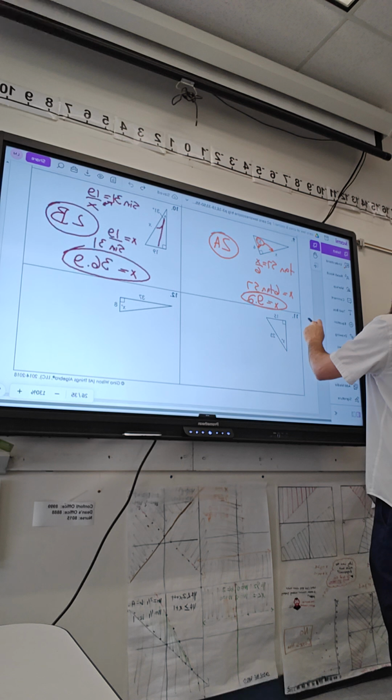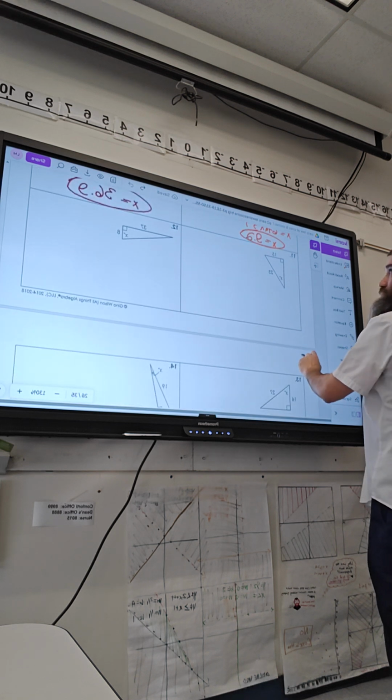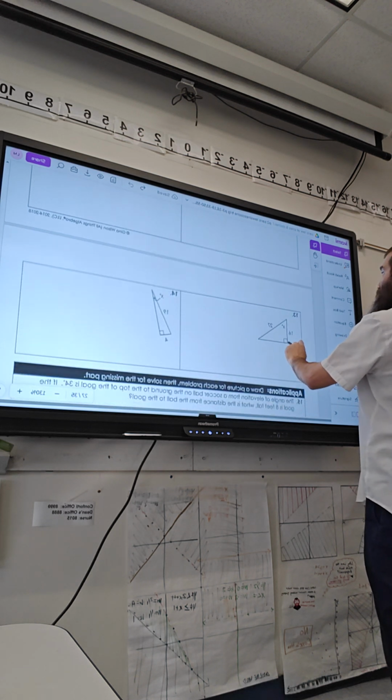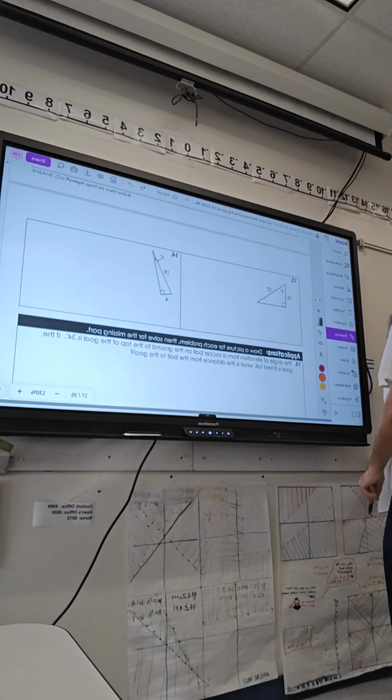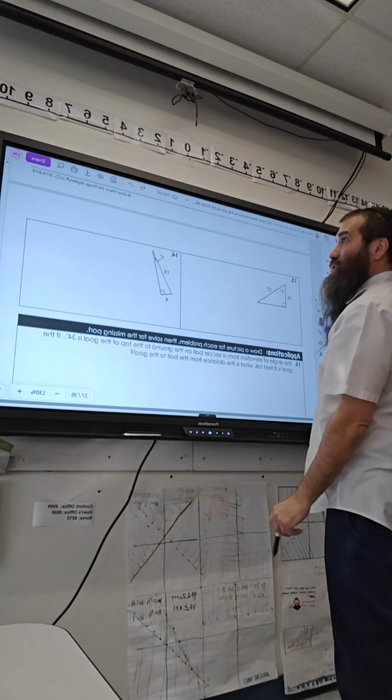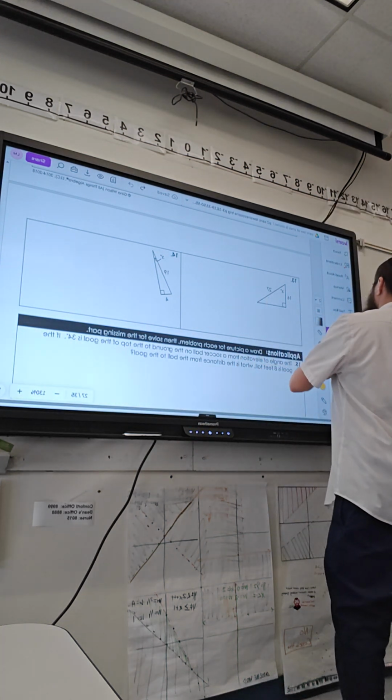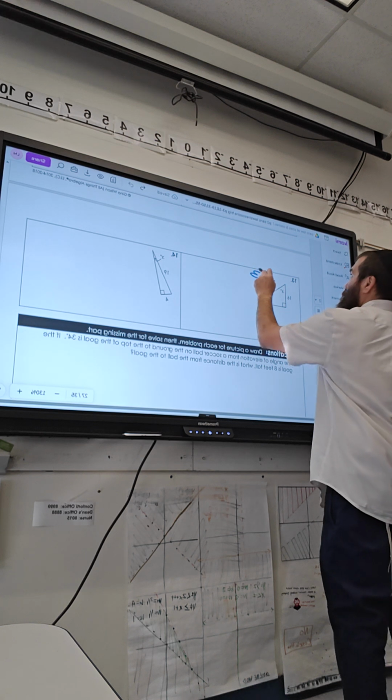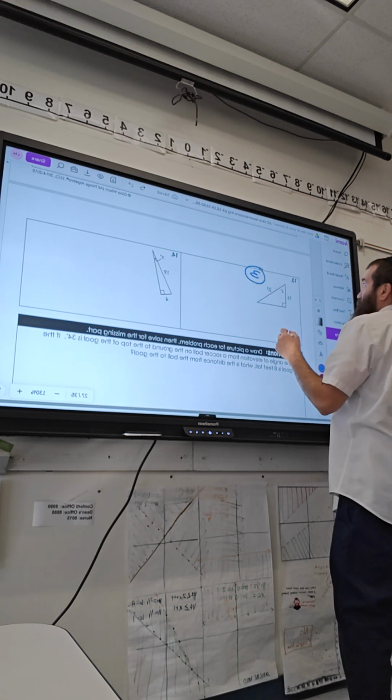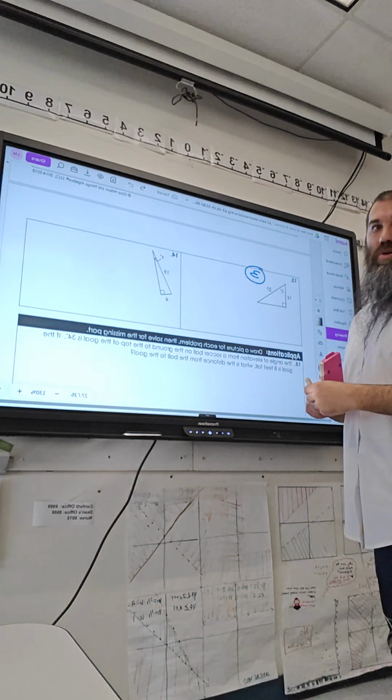Then there's finding an angle. There's only really one type of this. This is going to be number 3. Let's try a totally different color. This is like number 3 on that list.